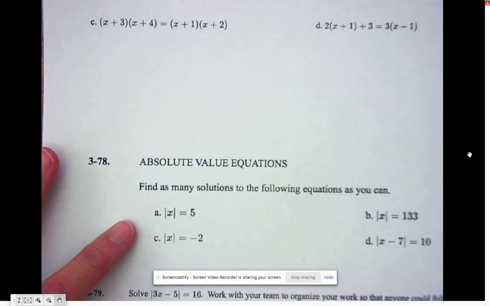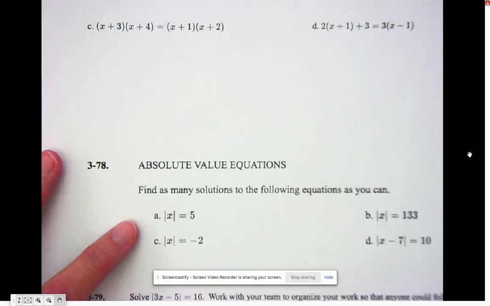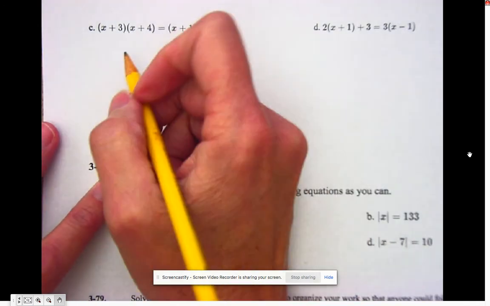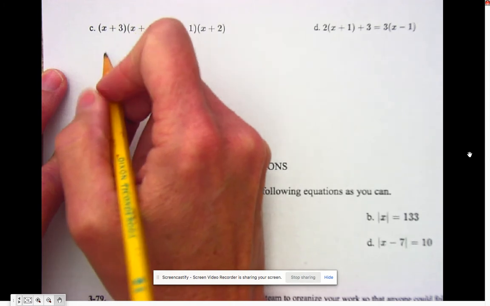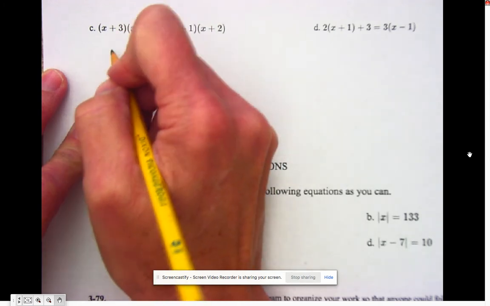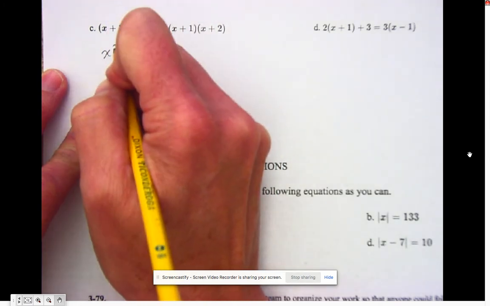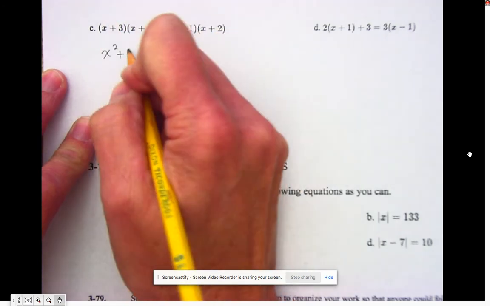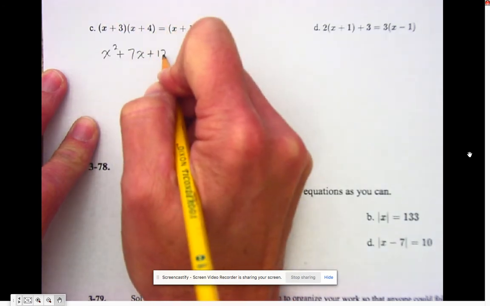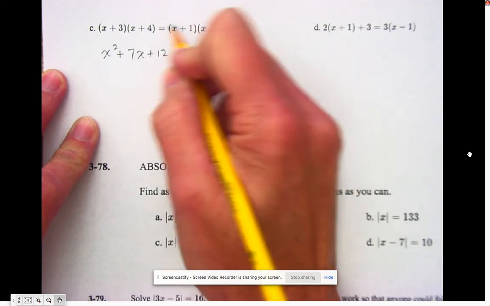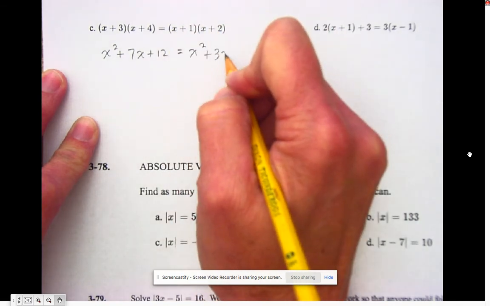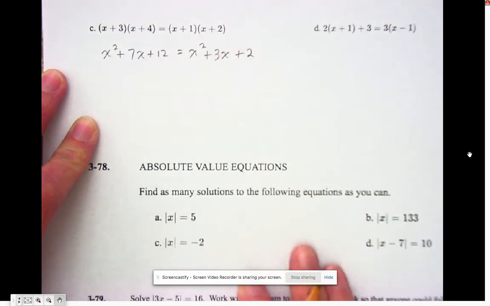All right, so a few more of those. Okay, so generic rectangle might be helpful for this one, to make sure you get the products. But basically you're going to get x squared plus 3x plus 4x, so plus 7x plus 12. Over here I'm going to get x squared plus 1x plus 2x, that makes plus 3x plus 2.